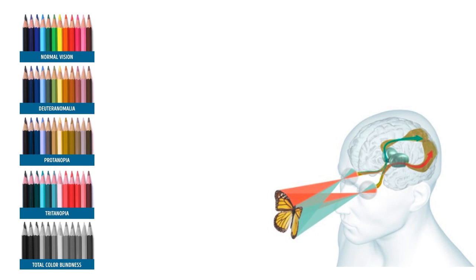These different kinds of color blindness are red and green, where you can't tell the difference between red and green. There's also variations of blue and yellow color blindness, and very rarely you have people who have total color blindness where they can't see any color.